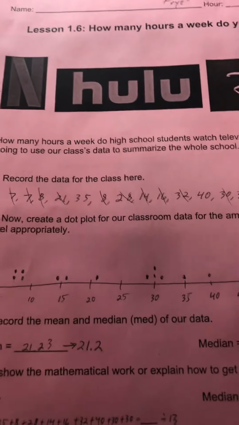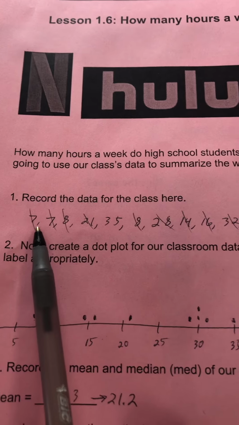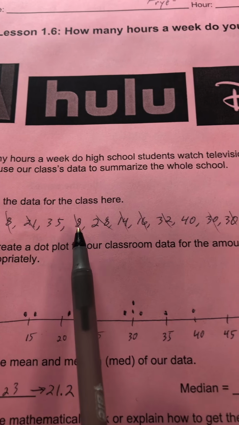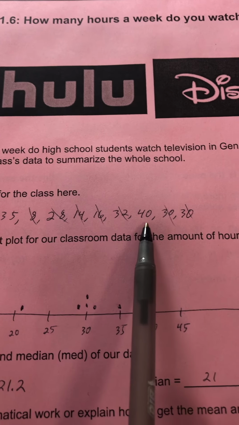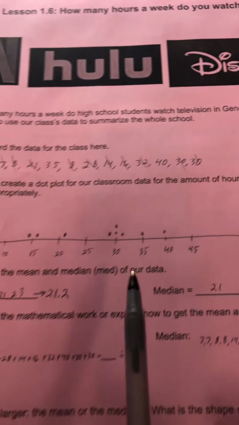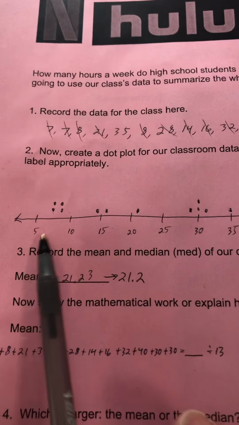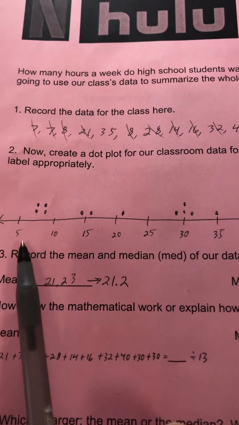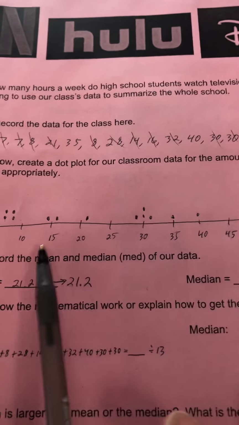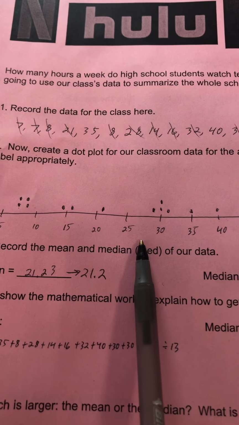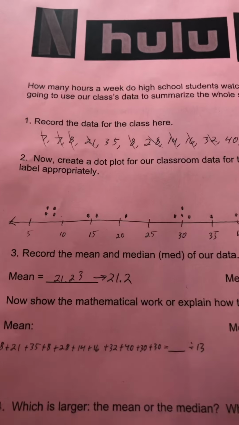So if you're in period 8, you use this data, and you're going to have to pause it to get all those numbers. And then we did ours in period 8 by 5s. Started at 5 and went up by 5 to create a dot plot. Kind of helps you answer some of the further questions.